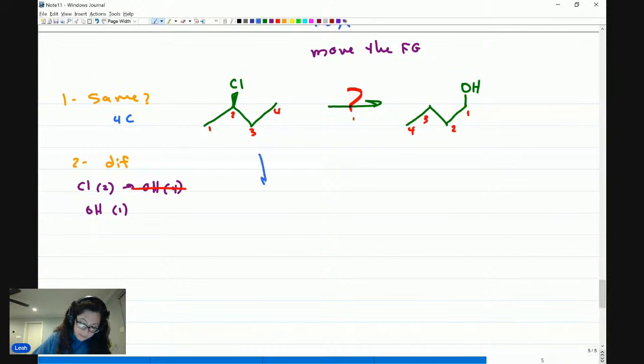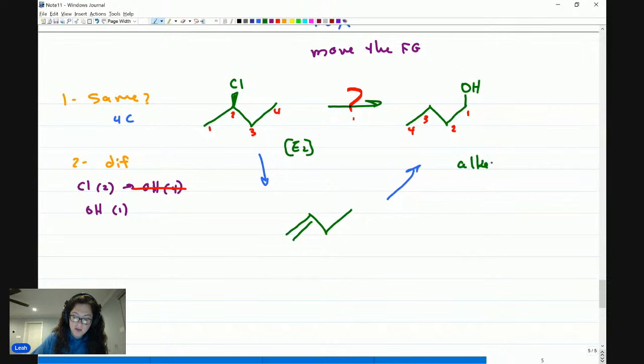Step 1, eliminate chlorine in the direction of the less substituted carbon so that it goes terminal. And step 2, just turn it into an alcohol, an anti-Markovnikov alcohol addition, and we're done. That is it. So what reactions do we have here? To get rid of the chlorine, same thing as the bromine before. This is an E2 reaction. And then for going from an alkene to an alcohol, this is an alkene reaction. And we're done.